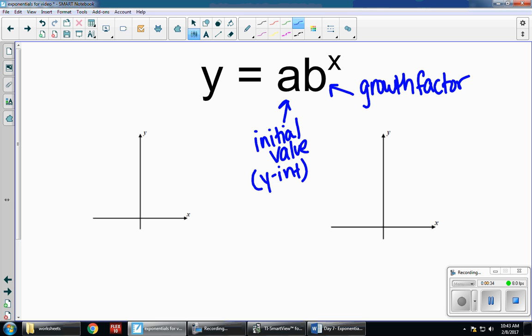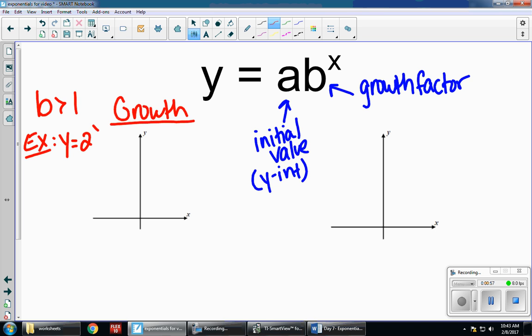Now, I have two different sketches here that I'm going to do for you because there are two different types of exponential functions. There are exponential growth functions or exponential decay functions. So first I'm going to start with growth. So growth is when b is greater than 1. So for example, if I had something like y equals 2 to the x power. So when I have a growth function, it is going to be an increasing function that looks like this.